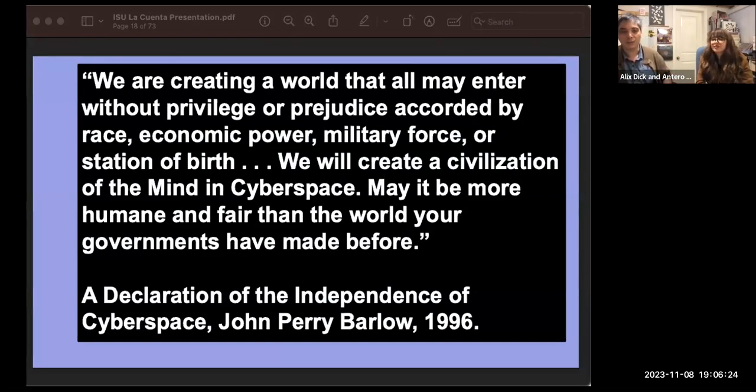I wrote a little bit about this with Roberto de Santiago de Roop. At the beginning of the declaration, John Perry Barlow writes, we're creating a world, talking about the internet, that all may enter without privilege or prejudice accorded by race, economic power, military force, or station of birth. We'll create a civilization of the mind in cyberspace. May it be more humane and fair than the world your governments have made before. This very utopian vision.